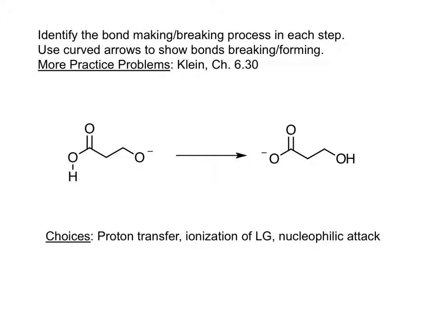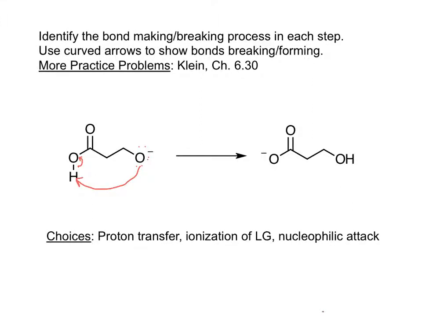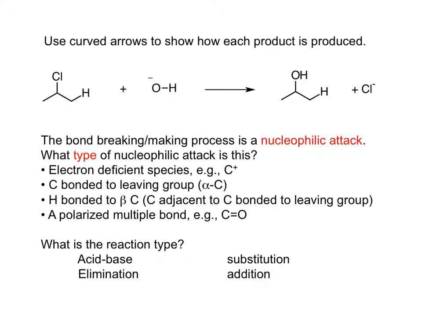Let's try another one. You're given a reactant and a product. Stop the video and use curved arrows to show bonds breaking and forming. So here's what's happening. And this is a proton transfer reaction. Let's try another one. Stop the video and use curved arrows to show how each product is produced.